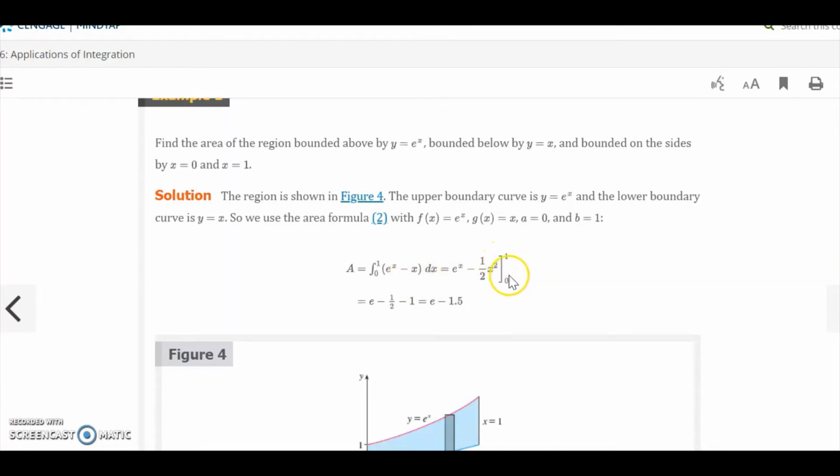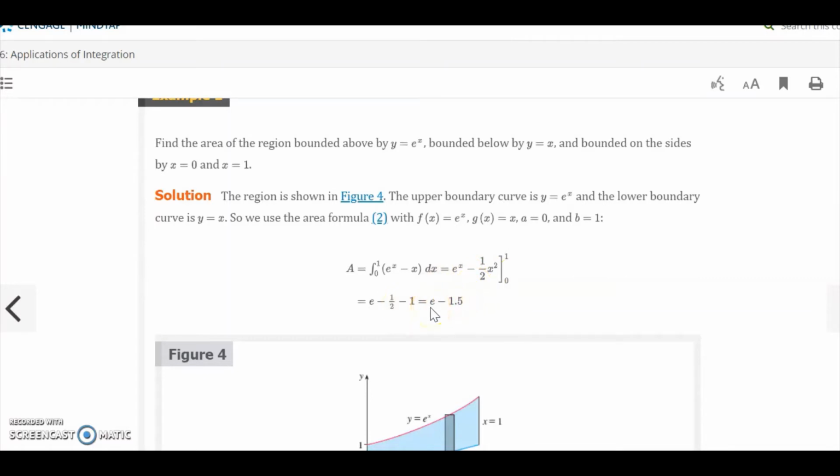And then we're looking from 0 to 1. So we plug in all our values for 1. We plug in all our values for 0. So we end up with e minus 1/2. That was plugging in 1. And then when you plug in 0 everywhere, you just end up with subtracting 1.